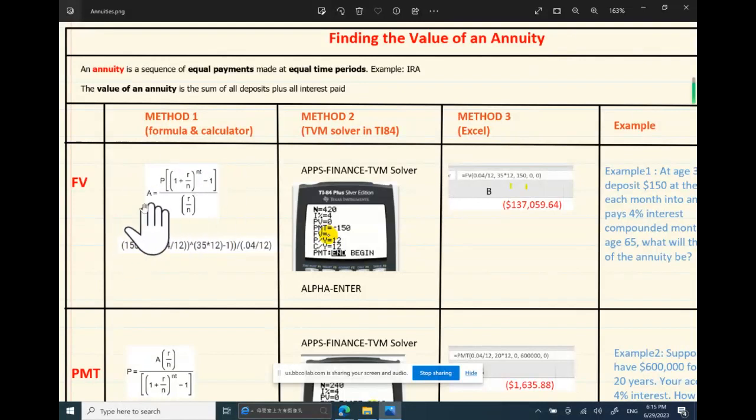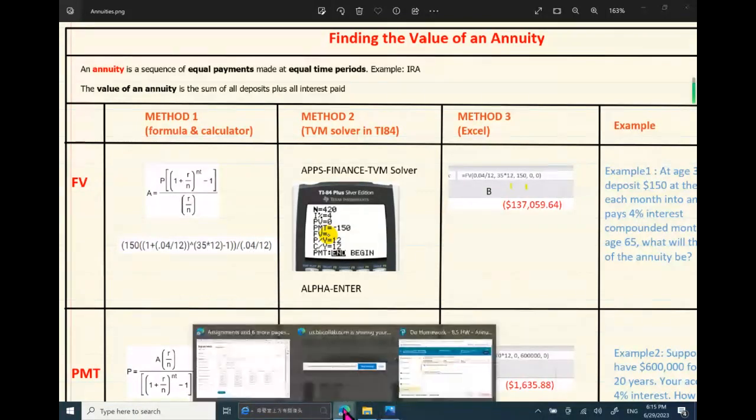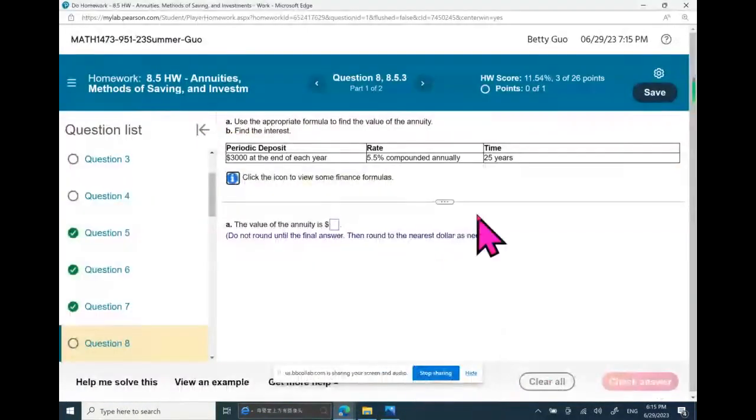So understand the formula, and then you can just plug in whatever you have and then compute. And we are going to use the calculator. I want you please write down this information, guys. Write down this information on your scratch paper right now.